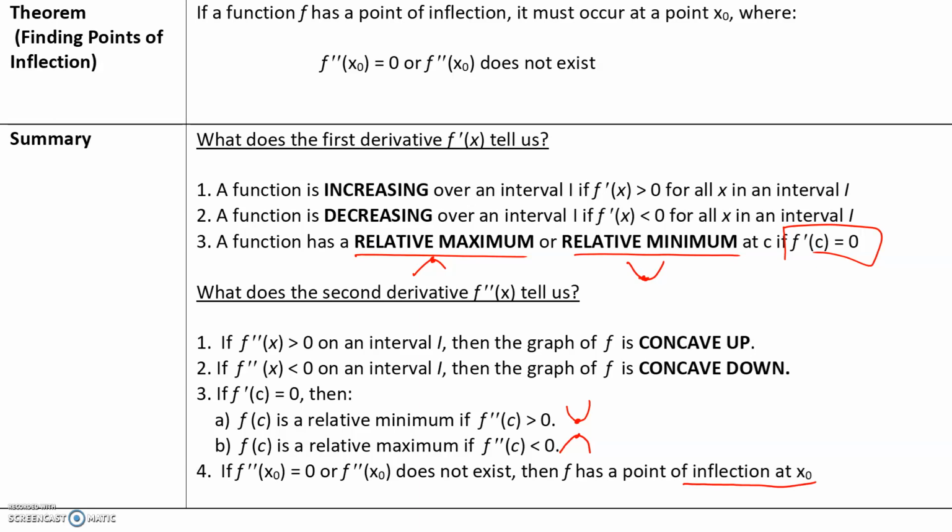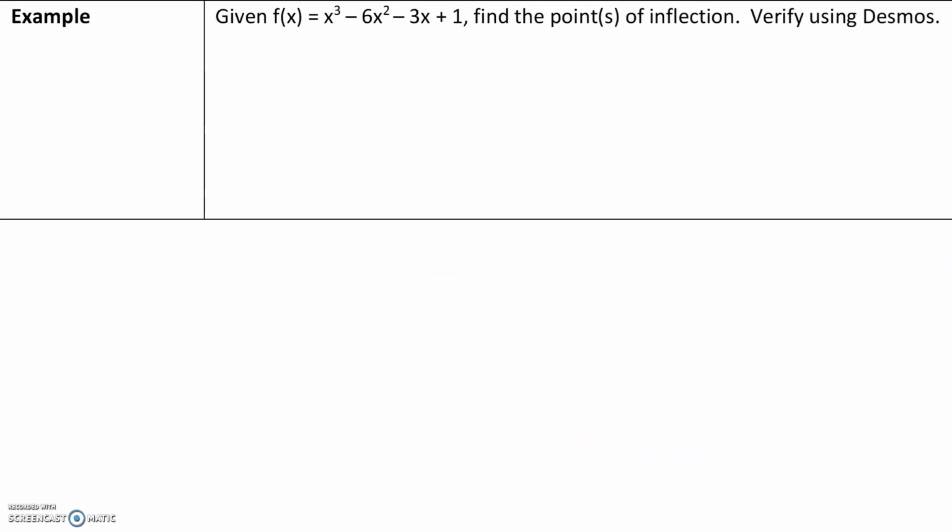If you forget what's what, because there's a lot of information to remember, you can just refer back to the summary page. Here's an example. Given f of x equals x cubed minus 6x squared minus 3x plus 1, find the point or points of inflection and verify this using Desmos. So what do we need for points of inflection? Points of inflection occur when the second derivative is either 0 or when the second derivative is undefined.